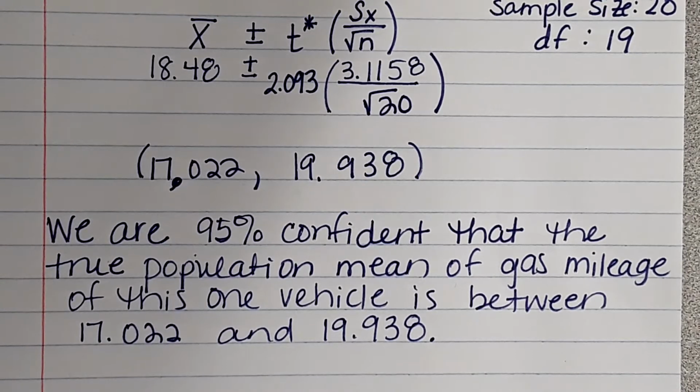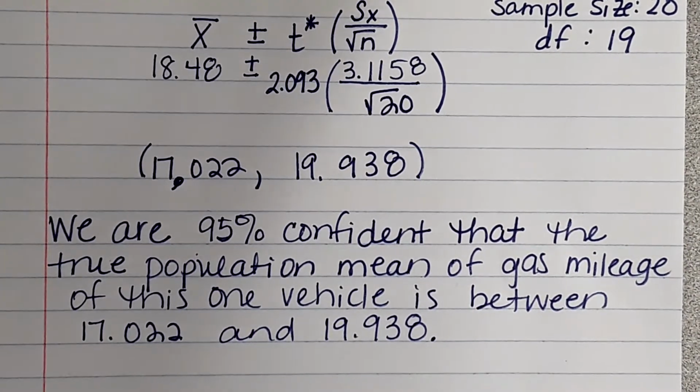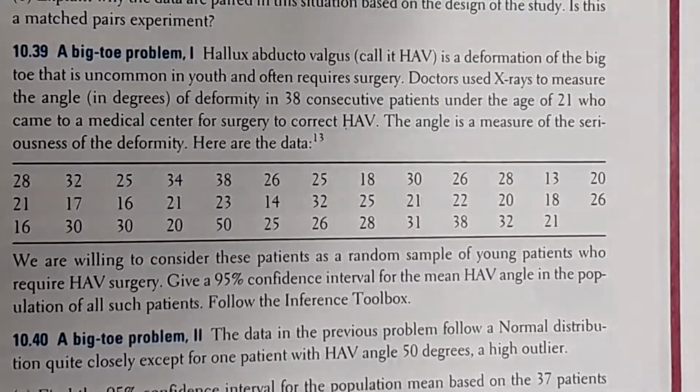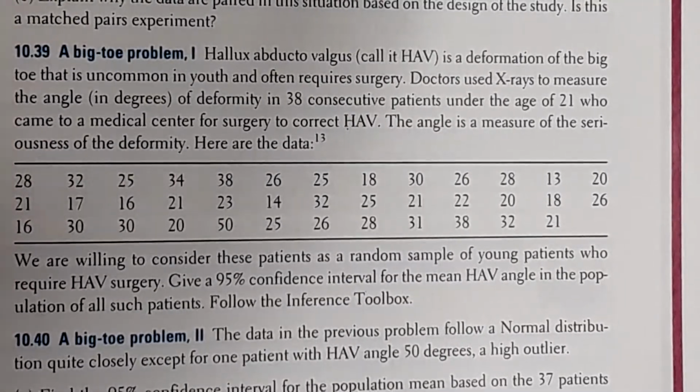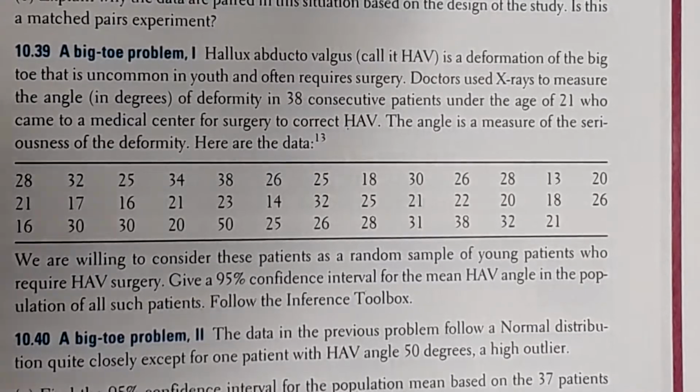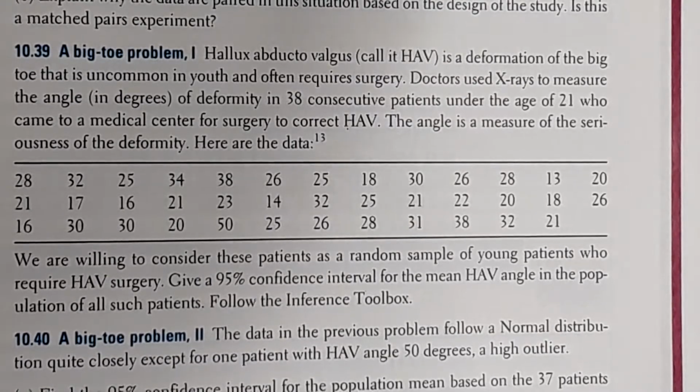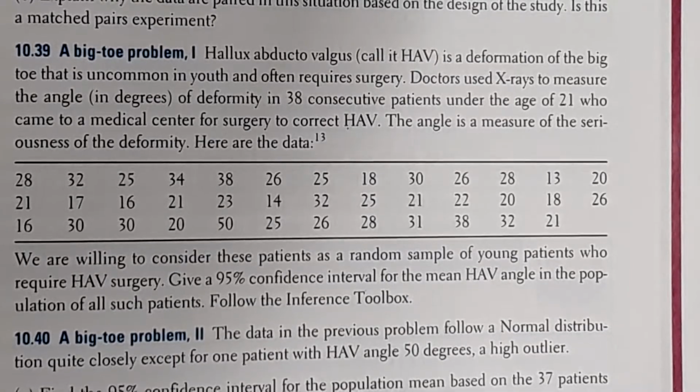Yes. Is this kind of just like a general question about the conclusion? Okay, so we're doing page 659, number 1039, and we're going to talk about a big toe problem. The first thing we knew is they gave us data, right? So what do we have to do? We're going to have to put it into our list because we're going to have to create a box plot. We know that.